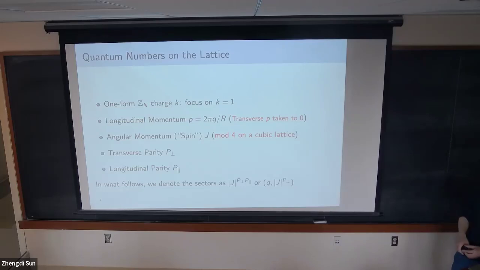And the other quantum numbers include the longitudinal momentum, which is quantized on the lattice because we have a finite volume. And the angular momentum, J, which is also known as spin, which is mod 4 on the cubic lattice because the continuous rotation is spontaneously broken by the cubic lattice. And then we have two parities. So in the following, we are going to denote the sectors using the spin and two parities. Where we include non-zero longitudinal momentum, we will instead get rid of longitudinal parity because it does not preserve the longitudinal momentum.